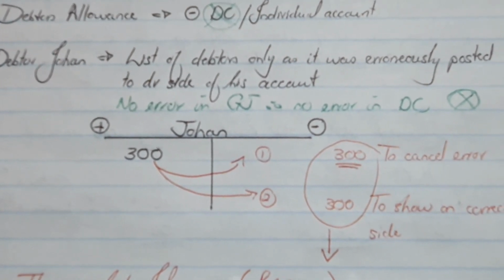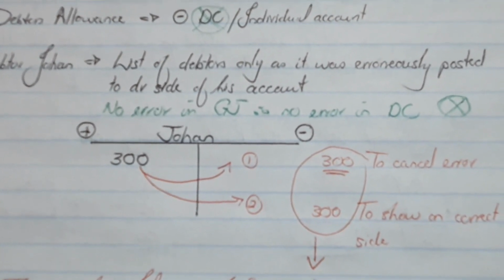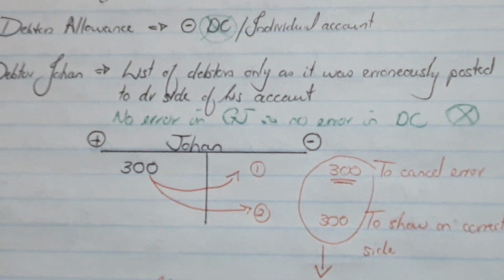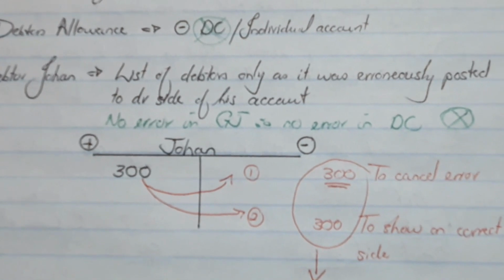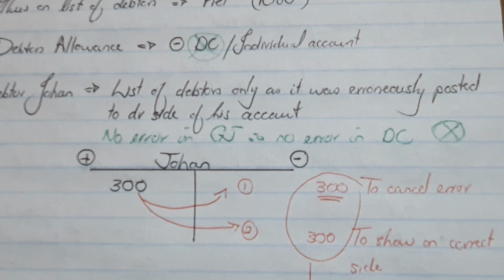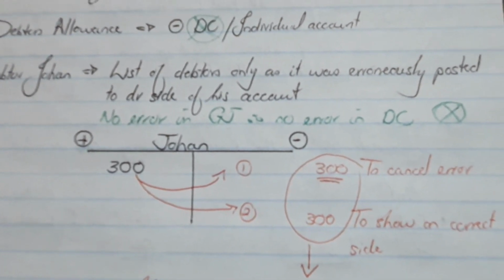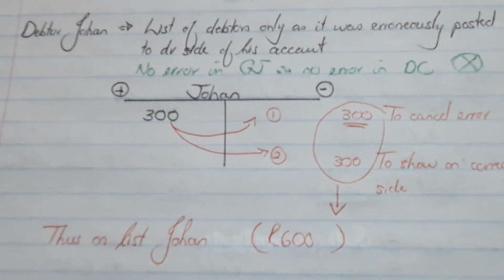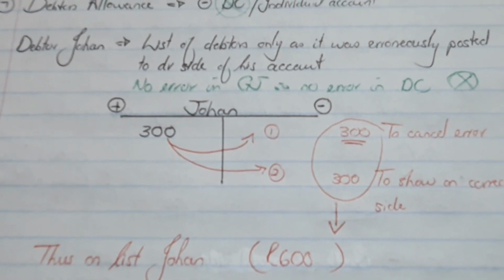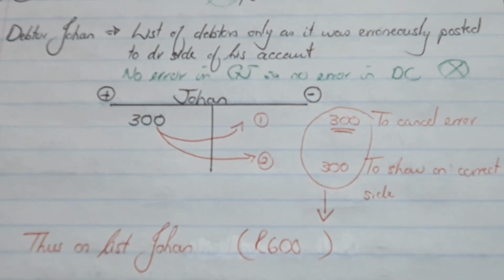2 times with 300 Rand. The first time, we will credit it to cancel the erroneous entry, but then the amount actually doesn't reflect on his account anymore. So we need to credit his account with a second 300 Rand to show that this allowance is now on the credit side. So therefore, on the list of debtors, Johan's balance, or the total of the list of debtors, basically must be decreased with 600 Rand.